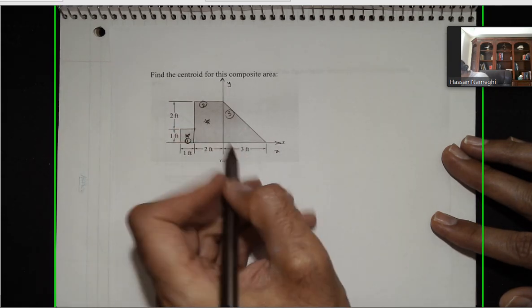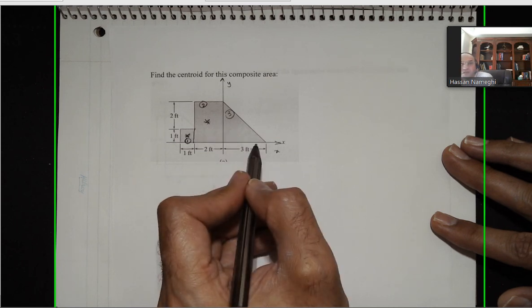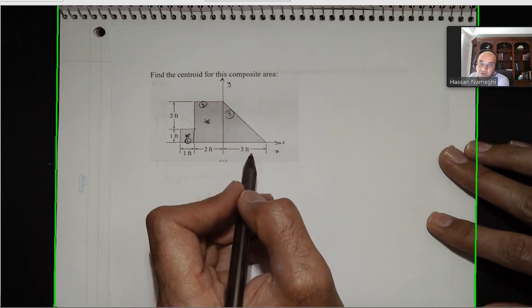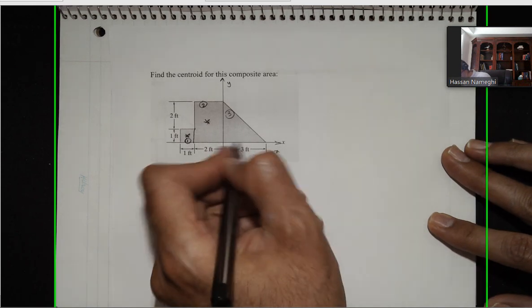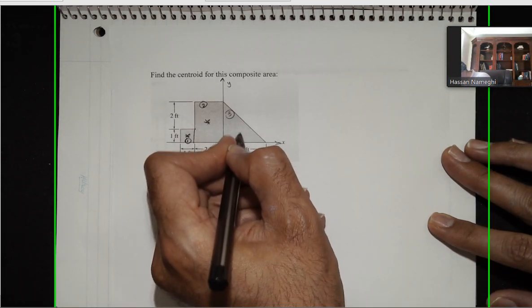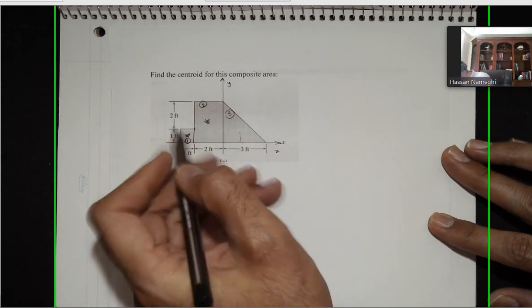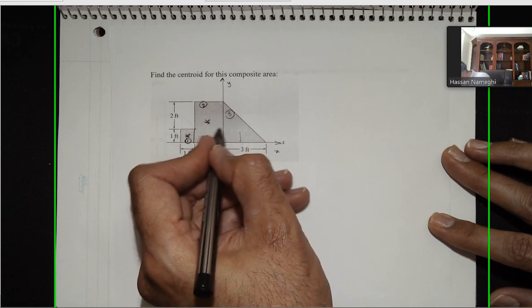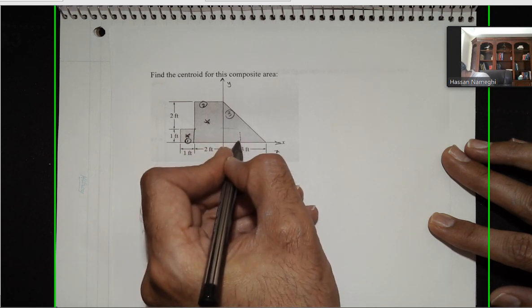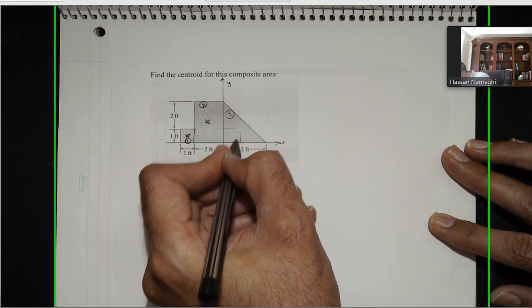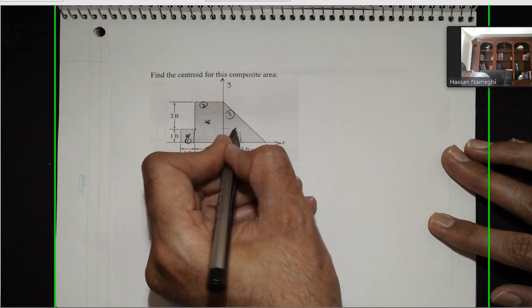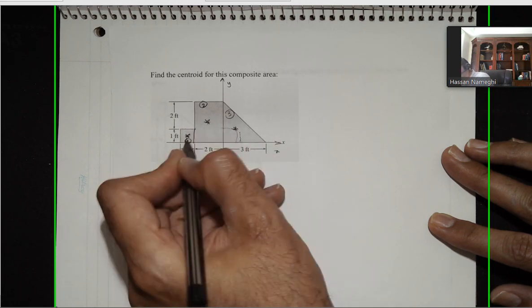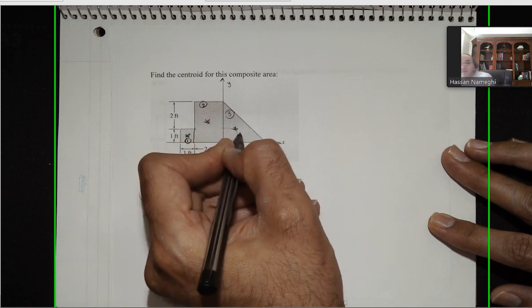The center of the triangle. We said it is 1/3 of the height from each side. So 1/3 of the 3 from this side will be 1. From the other side it is 3, 2. So it will be somewhere here. If I continue it up, it will be somewhere here. That's the center for 1, center for 2, and center for 3.